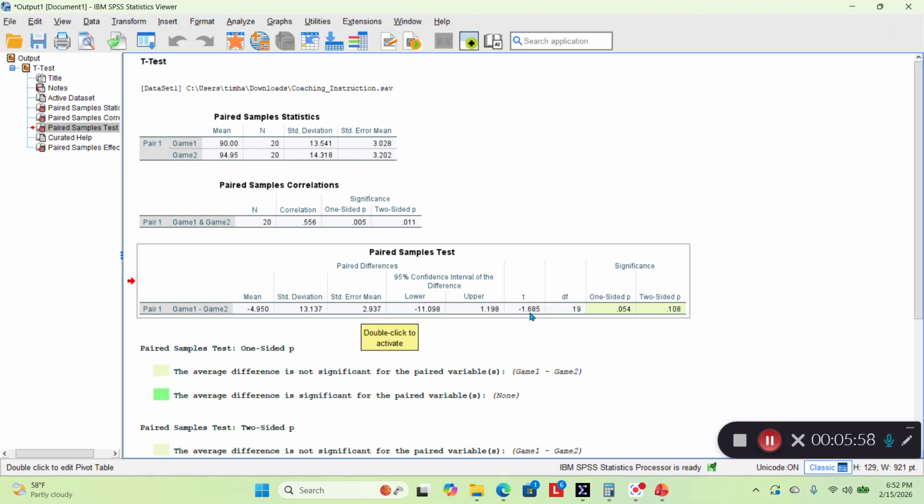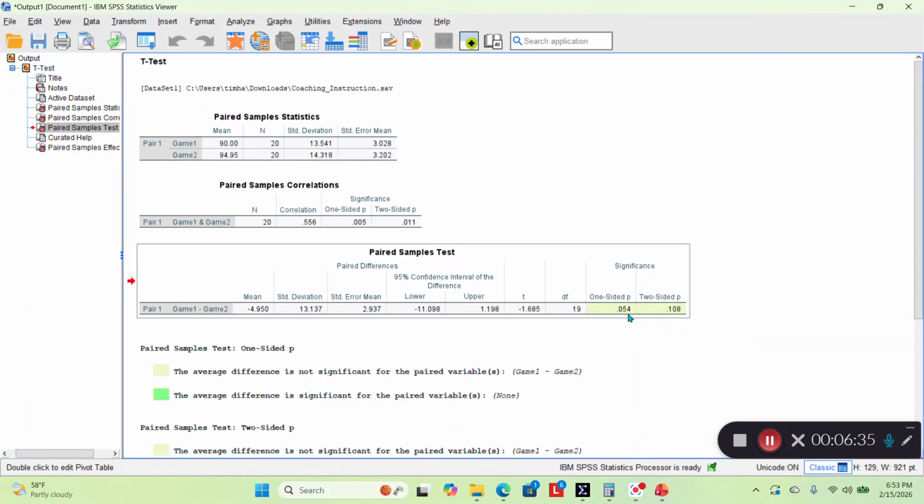Here's our t-value, 1.685, and then our f value is a 19, and then here's our significant values on this. Once you pair them, it's 0.054 for the one-sided, and then two-sided is 0.108. Now, if you're looking at the paired samples test significance and/or p-value, both of those are greater than 0.05.